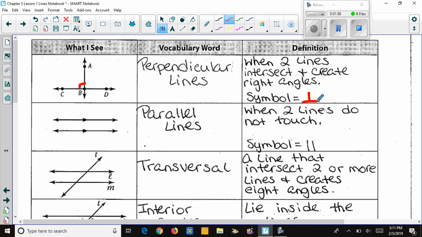Next, we have parallel lines, and that is when two lines do not touch. And their symbol is just two small parallel lines. Pretty hard to forget, but notice these are two perpendicular lines. These are two parallel lines, and they are symbols that represent those exact definitions.